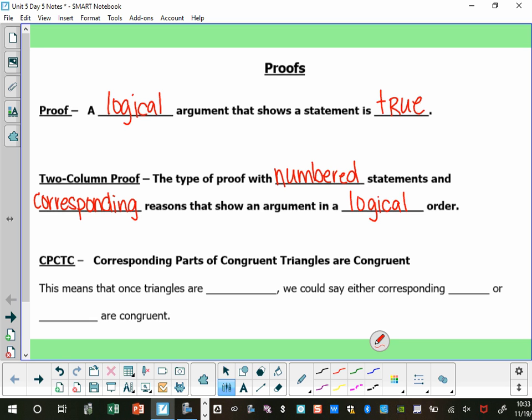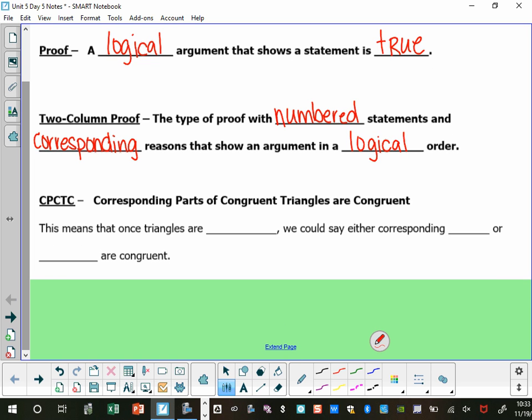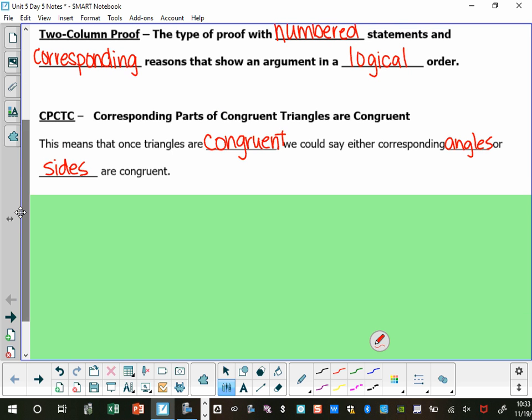CPCTC means corresponding parts of congruent triangles are congruent. I do not expect you guys to memorize that. We've actually already done it, you just haven't realized it. This means that once triangles are congruent, we can say corresponding angles or sides are congruent.